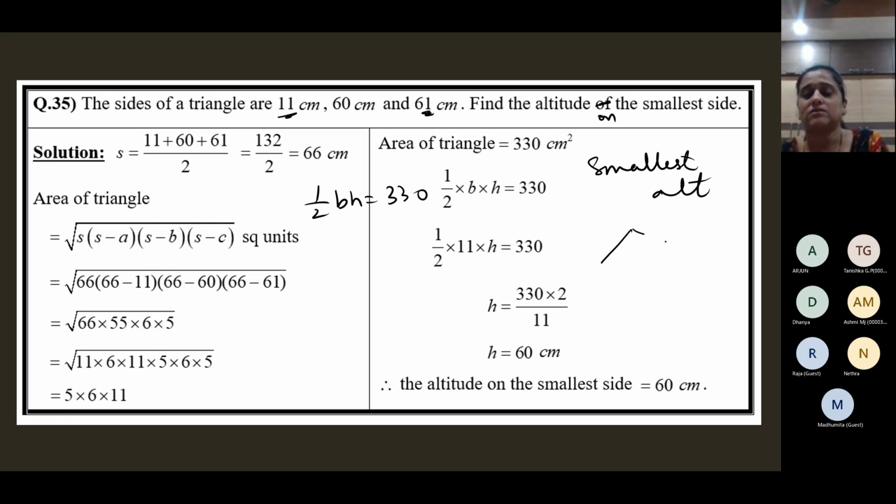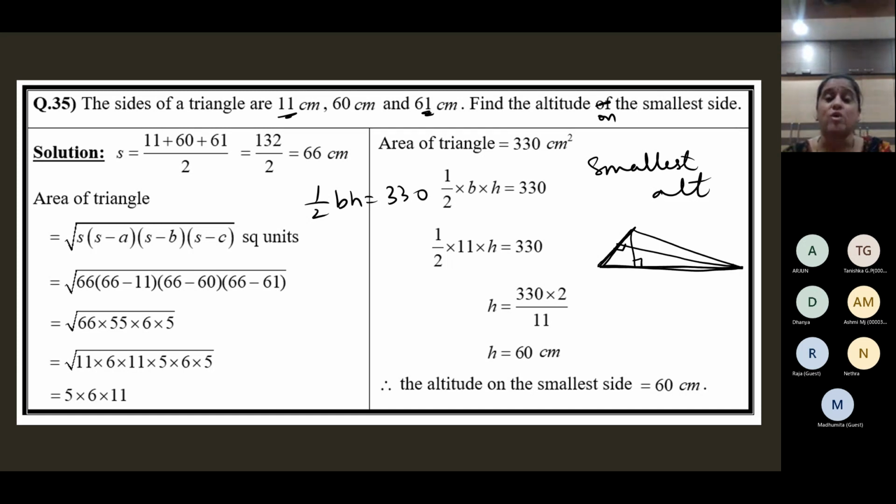See here. Look at this triangle. I hope you have the feeling that this is the longest side. So see the altitude on it. It's small. But look at this side. I hope I'm giving you the feeling that this is the smallest side of the triangle. But look at the altitude on it. Longest altitude. Are you getting that feeling, children? Yes, ma'am.